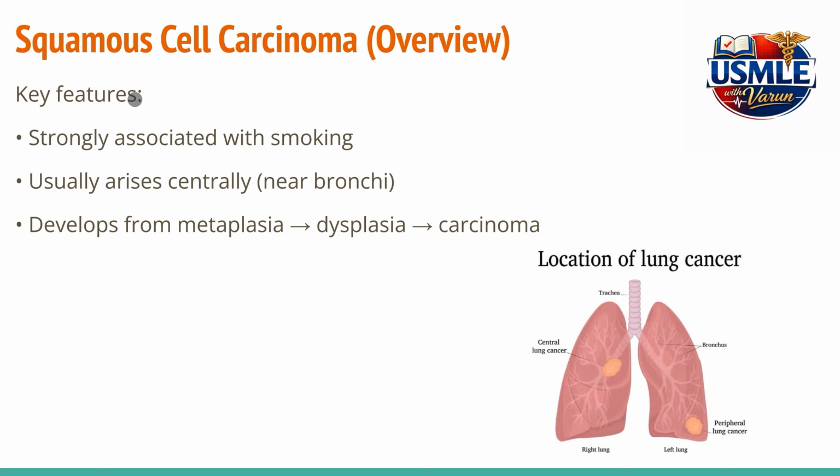Squamous cell carcinoma is strongly linked to smoking and typically arises in the central part of the lung near the major bronchi. The pathogenesis usually involves chronic irritation from smoke leading to metaplasia of the respiratory epithelium. This metaplasia can progress to dysplasia and eventually carcinoma. So whenever you see a central tumor in a heavy smoker, squamous cell carcinoma should be the topmost differential.